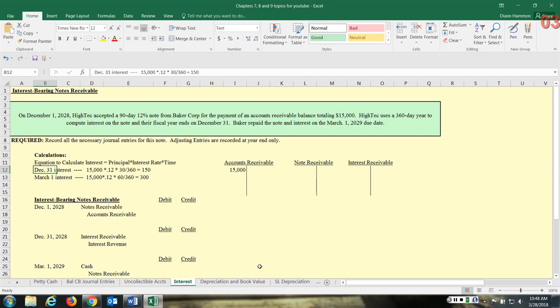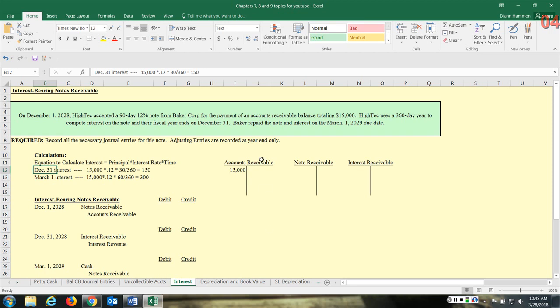Then Hitech uses a 360-day year to compute interest on the note, and the fiscal year does end December 31st. So notice that the note is switched over from accounts receivable to a note receivable properly on December 1st. So we've got 30 days that we need to recognize some interest in. Baker did repay the note and interest on March 1st, 2029, which was the actual due date. So let's see what you would do.